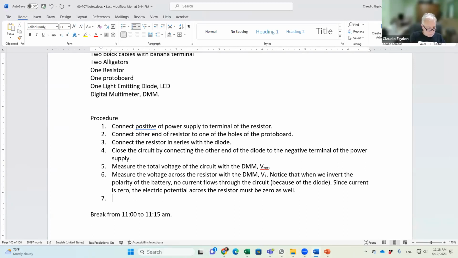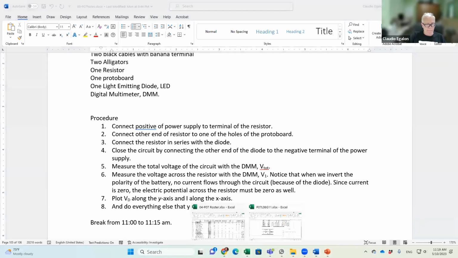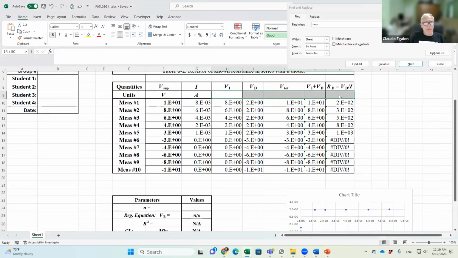Procedure. Plot VD along the y-axis, and I along the x-axis. Do everything else that you do, which is the units, sig figs, right? Unit, sig fig, and that's it, right?